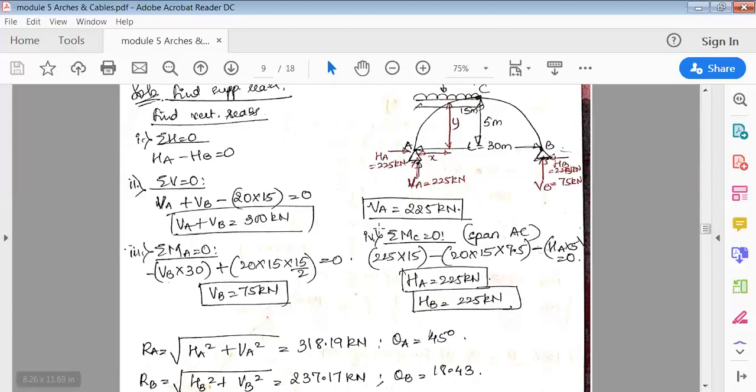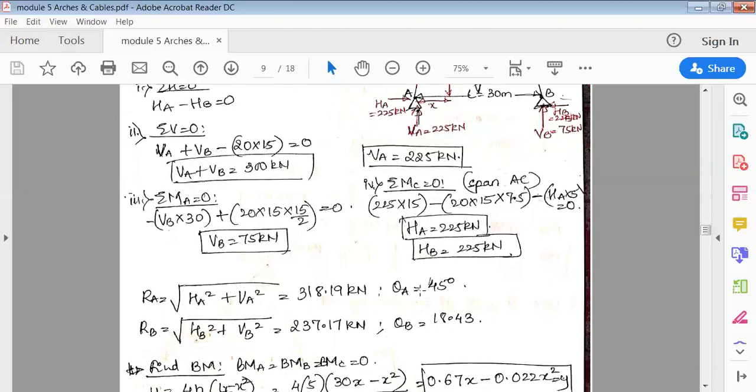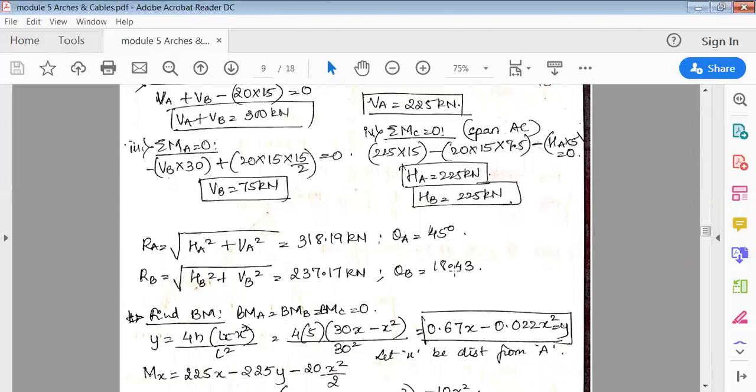So we know all the unknowns: VA, VB, HA, HB. Whenever you find these answers, just box them. Things become simpler for you to use further. Next, once you find the reactions, find the resultant. Ra is equal to square root of HA square plus VA square. Put these values here, and theta A is tan inverse of VA by HA. Similarly, Rb is square root of HB square plus VB square, and theta B is tan inverse of VB by HB. So you get theta A and theta B.